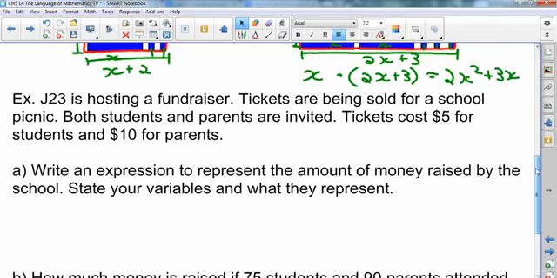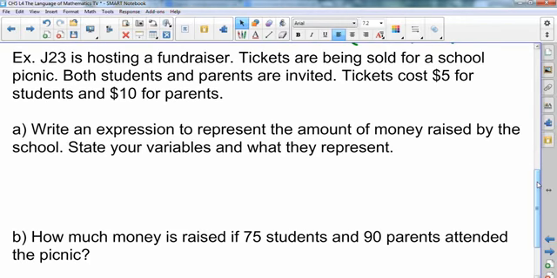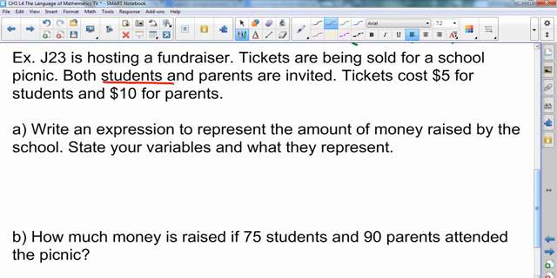Okay, so we're hosting a fundraiser at the school, which is actually true. We actually are. However, the tickets are not being sold for the picnic. They are being sold for Literacy Mountain. Anyways, in this example, tickets are sold for a school picnic. Students and parents are invited. So, students' tickets cost $5, and parent tickets are $10. Obviously, we're going to charge your parents more because, you know, we can.